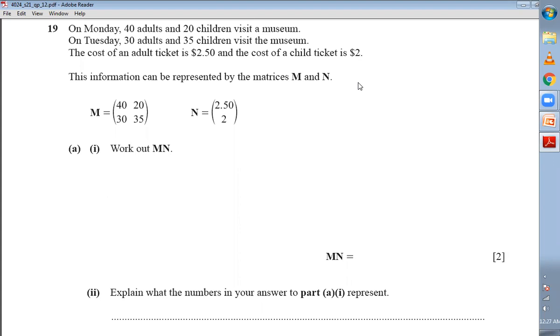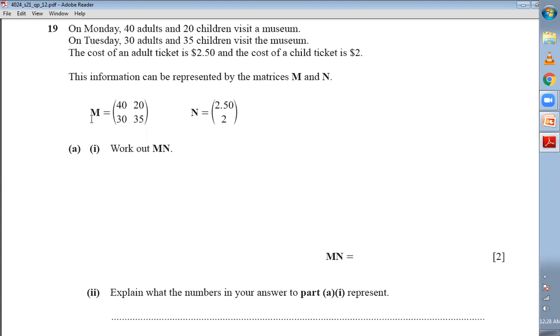It says on Monday, 40 adults and 20 children visit a museum. On Tuesday, 30 adults and 35 children visit the museum. The cost of an adult ticket is $2.50 and the cost of a child ticket is $2. The information can be represented by the matrices M and N.